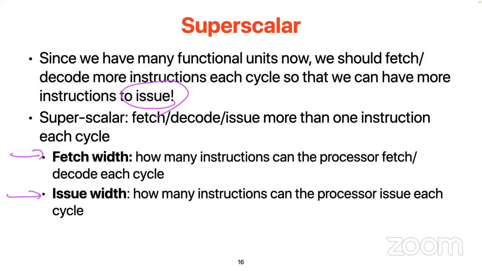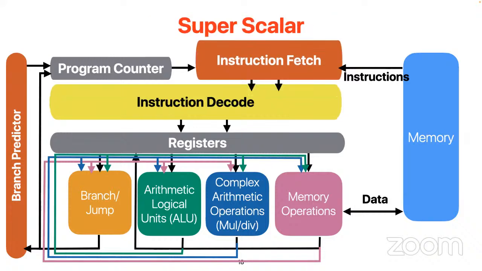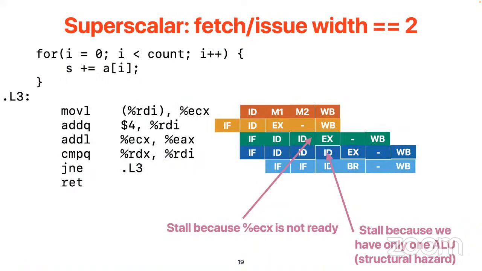So that's superscalar. With superscalar, this is the original processor we have with data forwarding support. And now, see, the change is not that much, right? We just change the fetch unit and decode unit to make them wider, by fetching and decoding more instructions, and the ability to put more instructions into execution at any time. So that's the idea of superscalar.